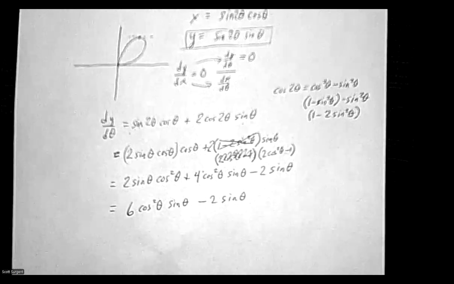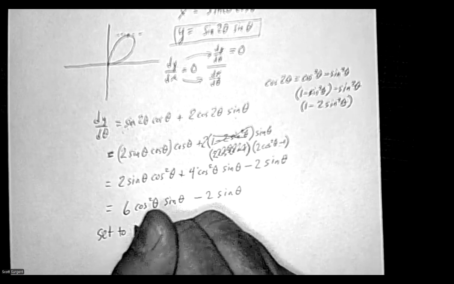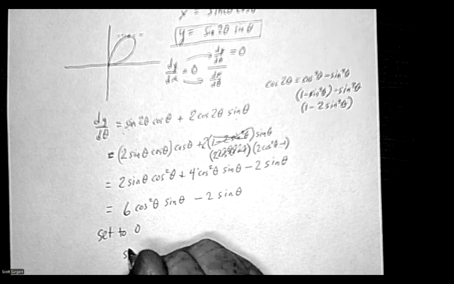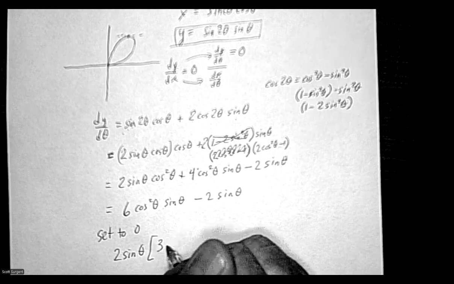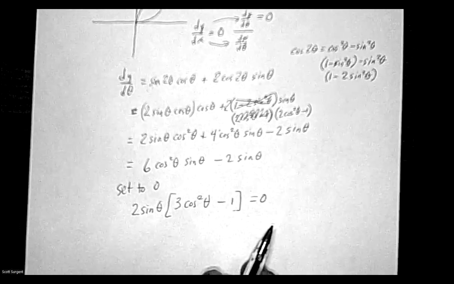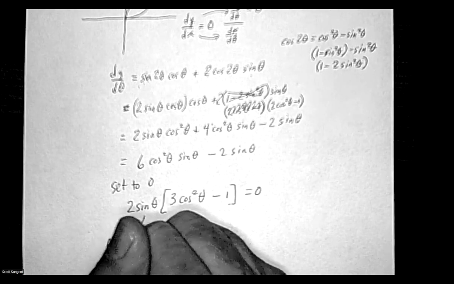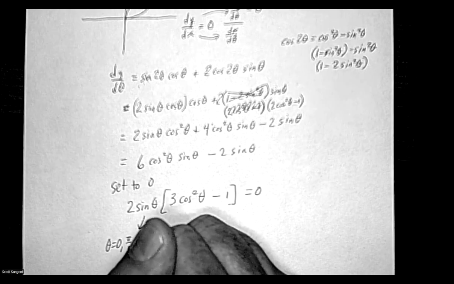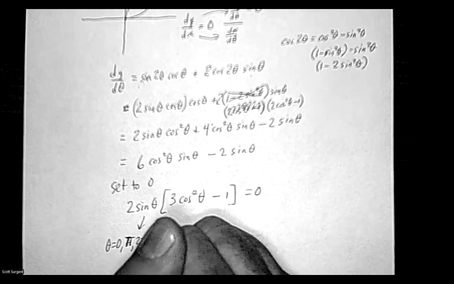All right, this thing is starting to take shape. And now I want to set it to 0. It looks to me like I can factor out a sine theta. In fact, I can factor out 2 of them. And that leaves me with 3 cosine squared theta minus 1 equals 0. From here, I get a couple of values. I get theta equals 0, pi. I'm sorry, just pi, my bad. Just pi, 2 pi, etc.